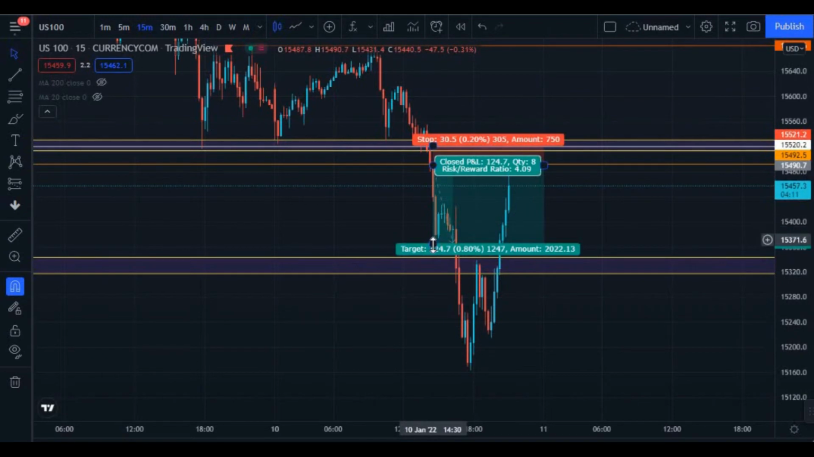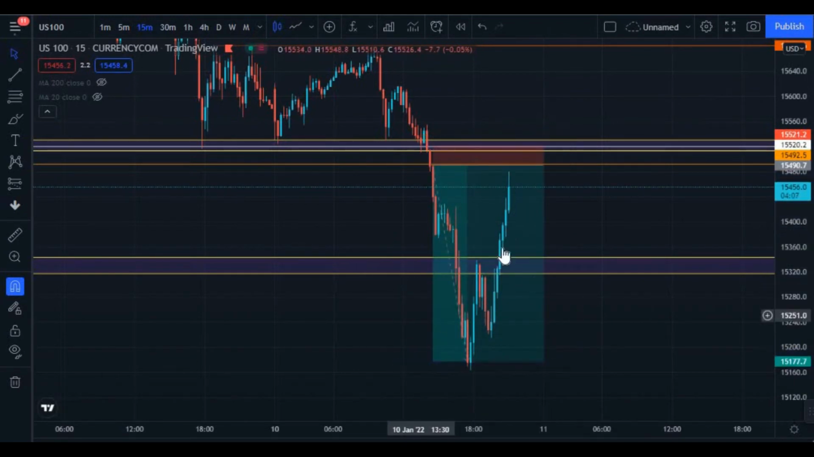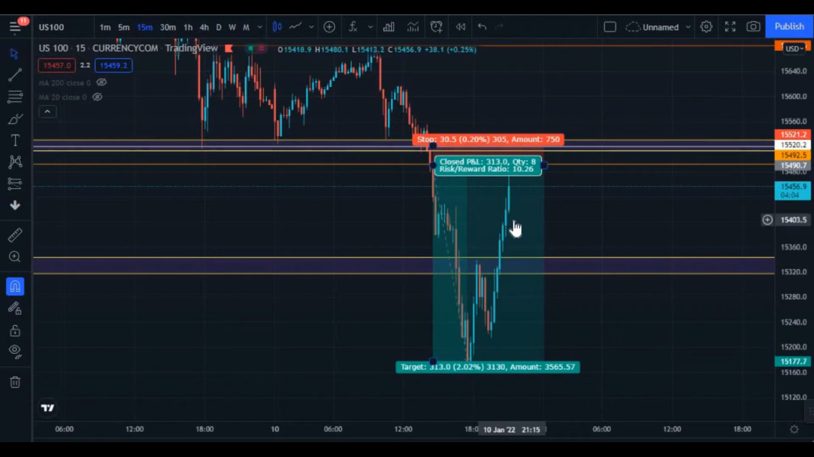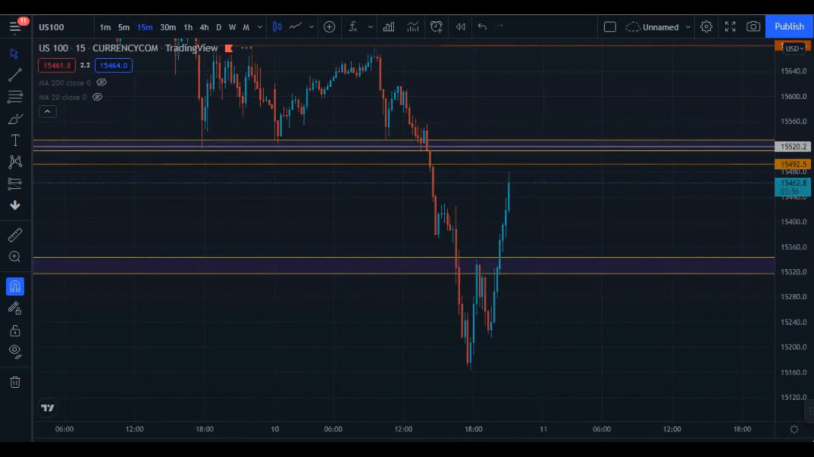And as you can see, this was a very good trade, a very big trade. If you did get into this trade, this was going to be a very nice risk to reward ratio for you, and it was going to be a nice profitable trade, right? Next pair that we're going to go on to is US30.